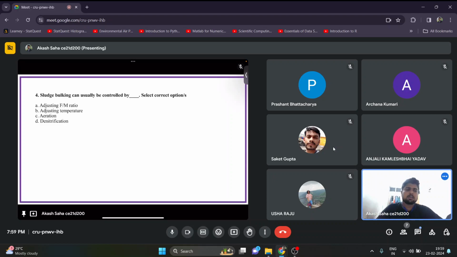Now next question. Sludge bulking. So here we are talking about bulking of sludge. Sludge bulking can usually be controlled by, you have to select the correct option or options. Maybe one option is correct, maybe two options are correct. So what is the correct answer? Is it by adjusting the F by M ratio, adjusting temperature, aeration, denitrification? A, B.